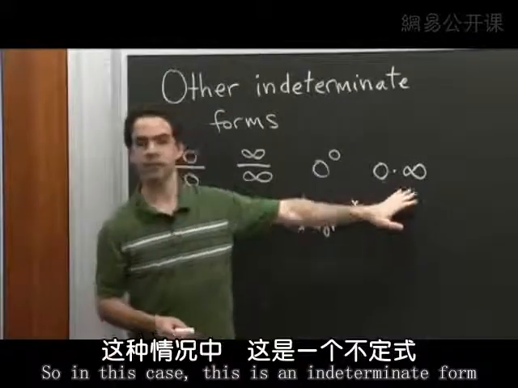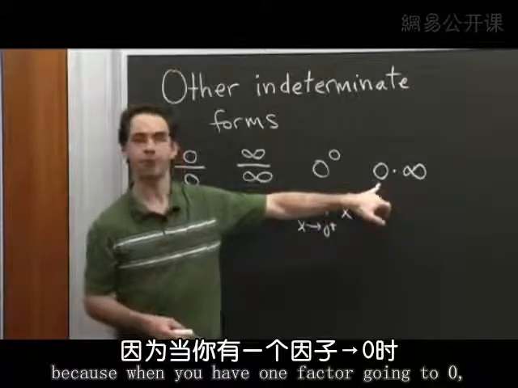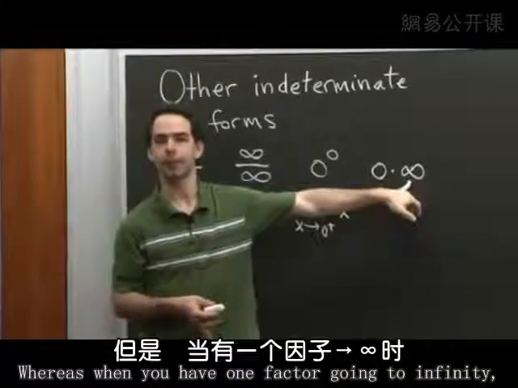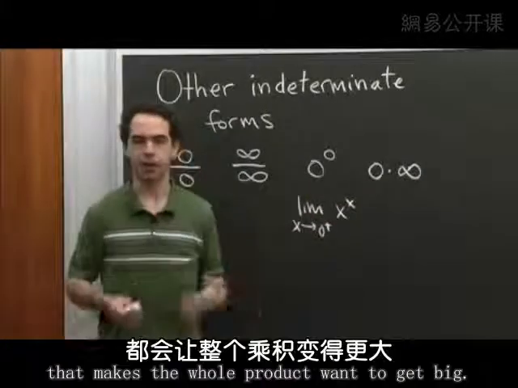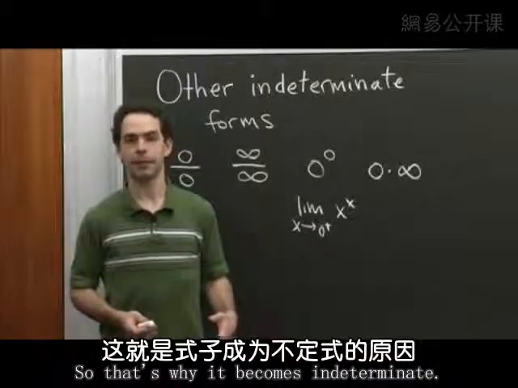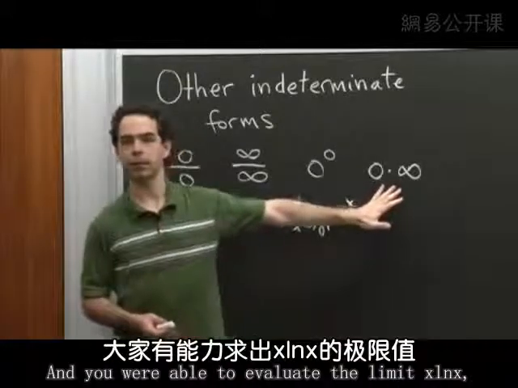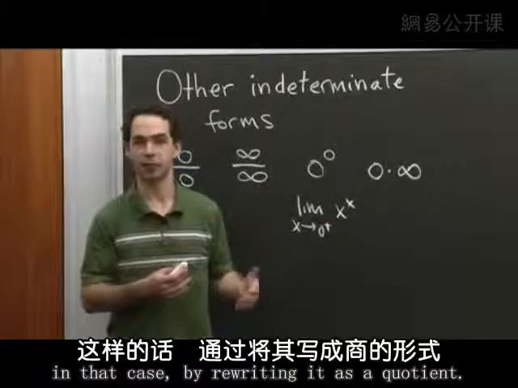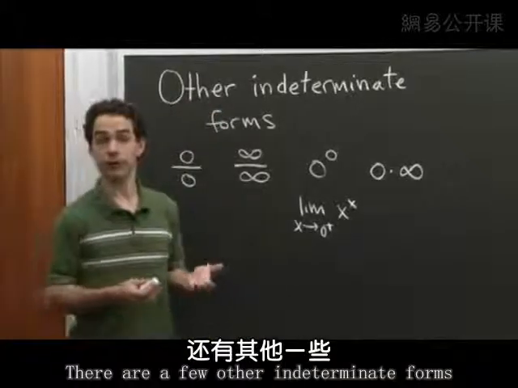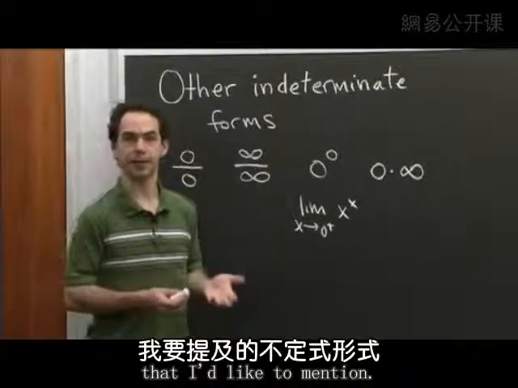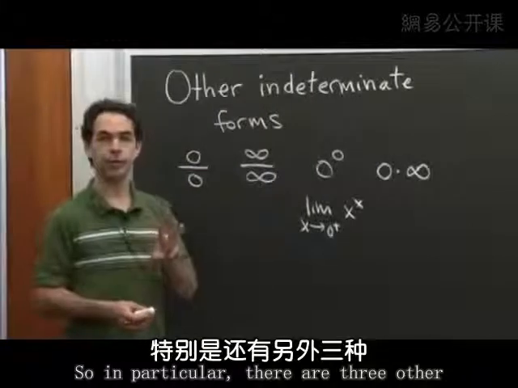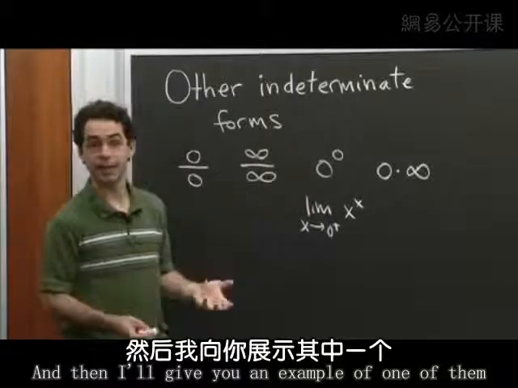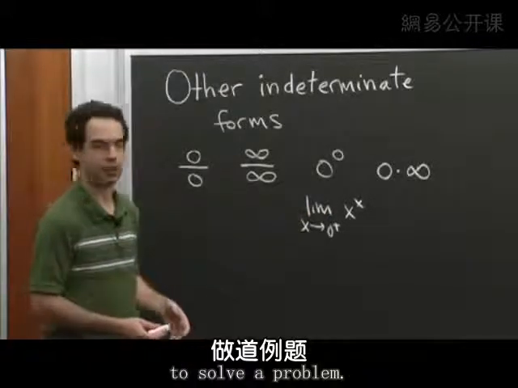In this case, this is an indeterminate form because when you have one factor going to 0, that makes the whole product want to get closer to 0, whereas when you have one factor going to infinity, either positive or negative, that makes the whole product want to get big. That's why it becomes indeterminate. You were able to evaluate the limit of x ln x by rewriting it as a quotient. There are a few other indeterminate forms that I'd like to mention, and then I'll give you an example of one of them to solve a problem.